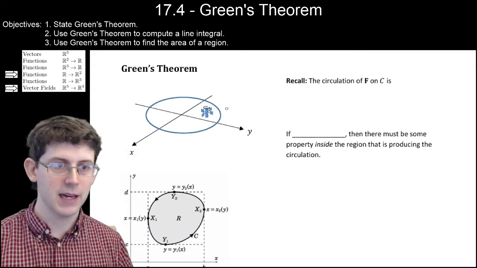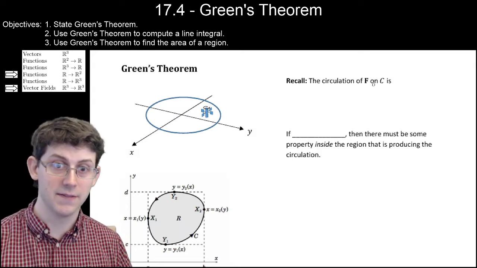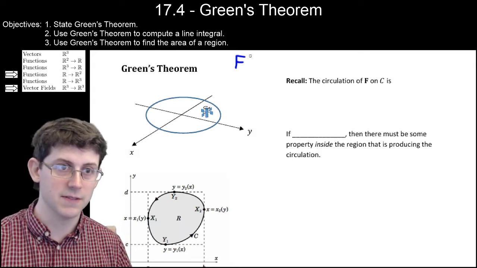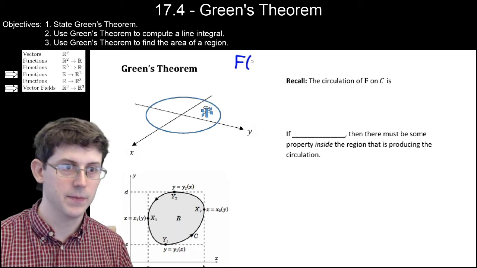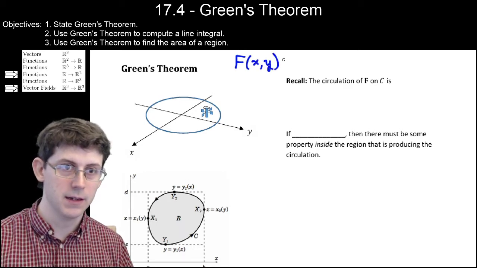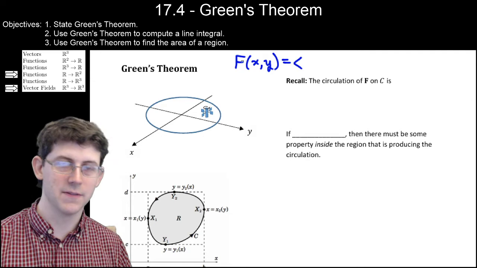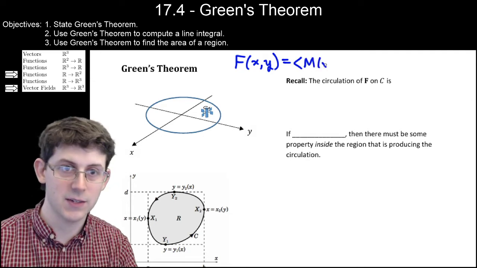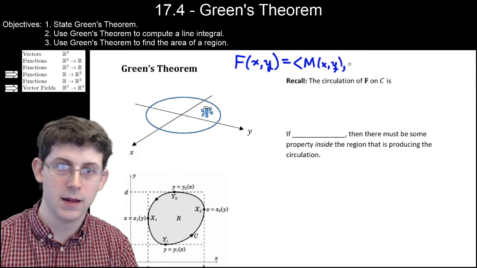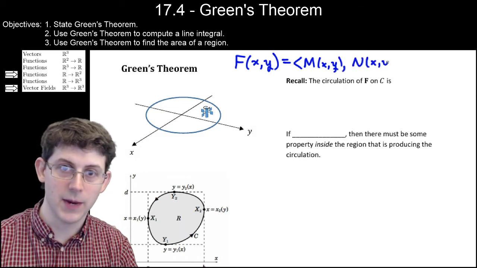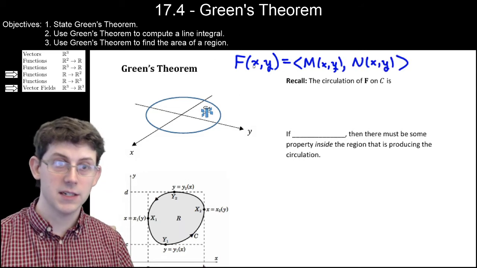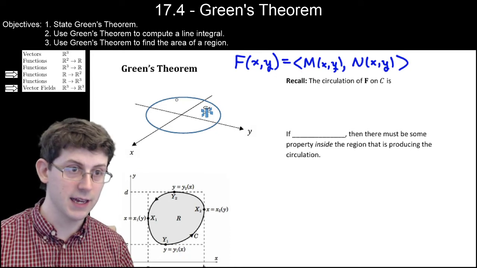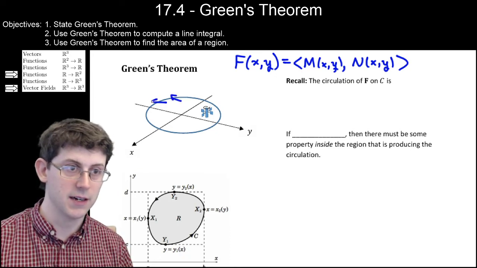So Green's theorem connects the circulation of a vector field. So we've got a vector field. We're going to be in the plane. So I'll say that the vector field is made of two components. Capital M is a function of x, y, and capital N is a function of x, y. The picture in your head of this vector field should be that at each point there's a vector.